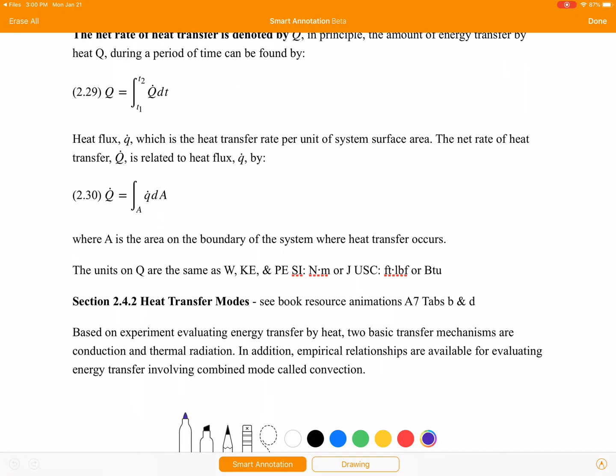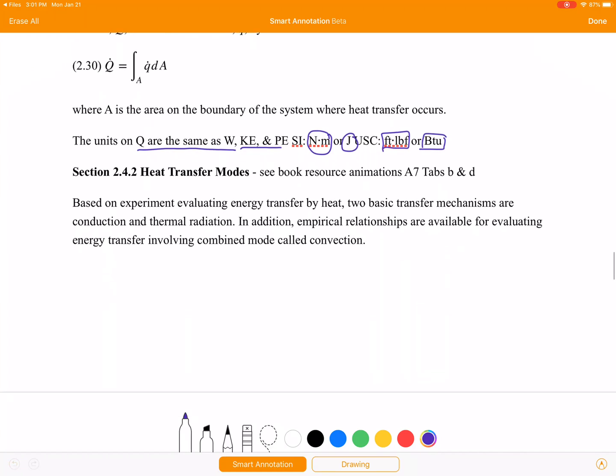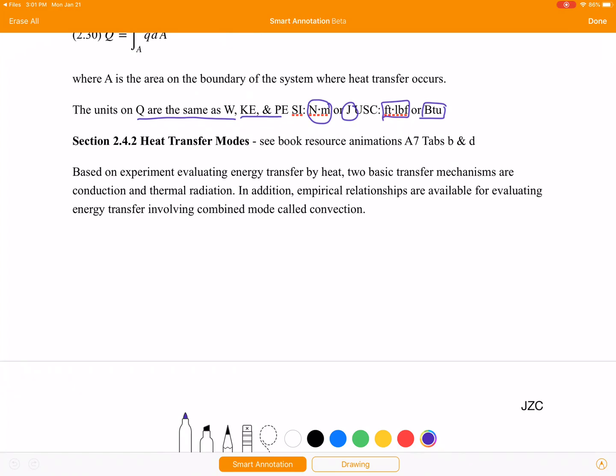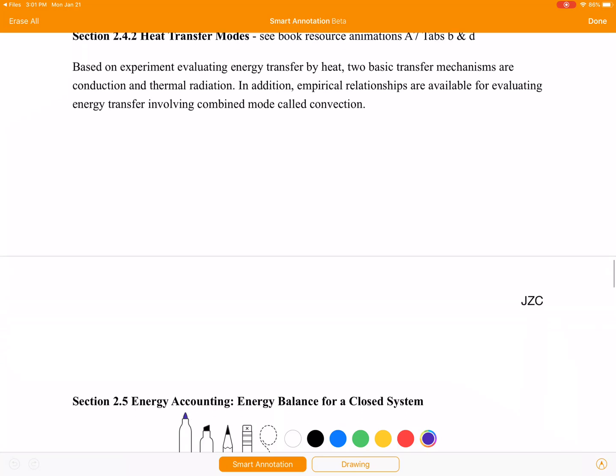The units on Q are the same as on W, kinetic energy and potential energy. They all have the same units. SI units, newton-meters or joules, and US customary foot-pounds force or BTUs. Heat transfer modes: see the book animations A7, tabs B and D. Based on experiment, evaluating energy transfer by heat, two basic transfer mechanisms are conduction and thermal radiation. In addition, empirical relations are available for evaluating energy transfer involving the combined modes called convection. The posted notes have more information on this as well as the textbook.